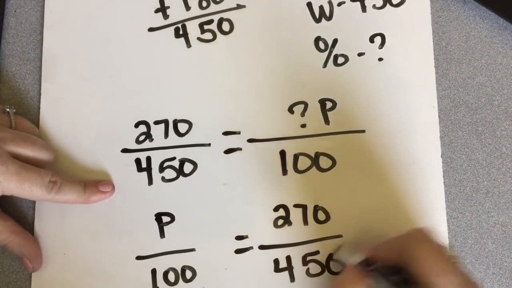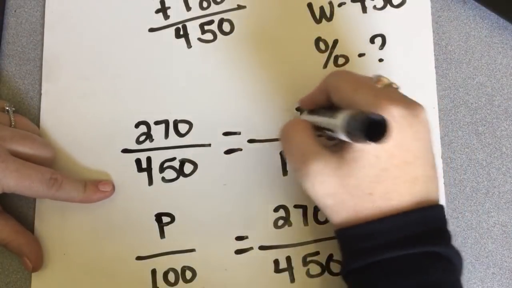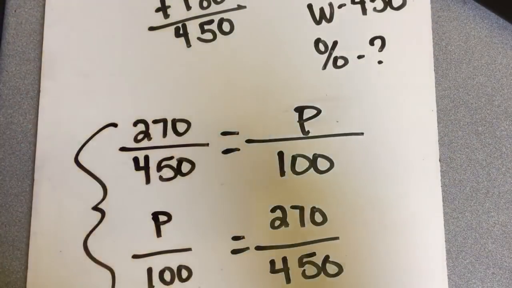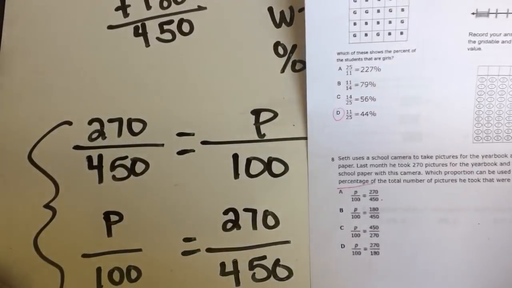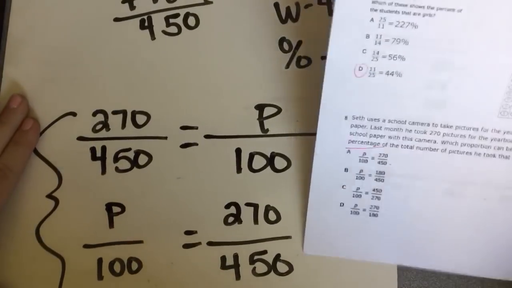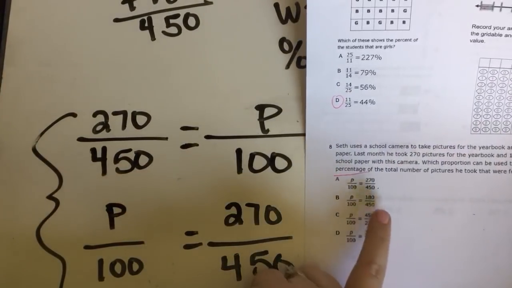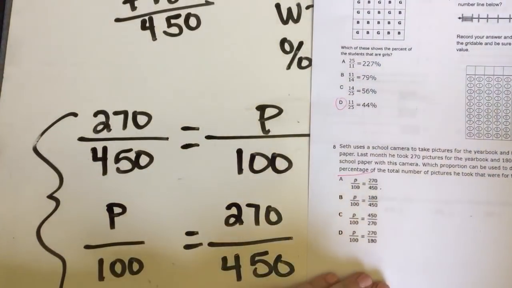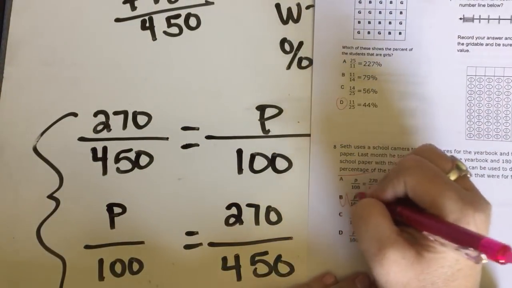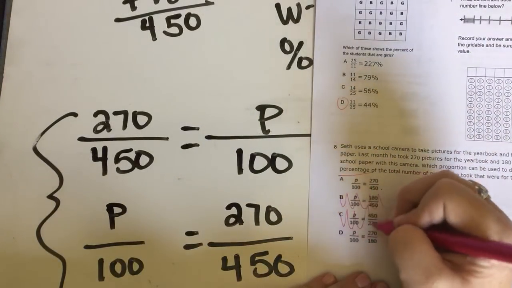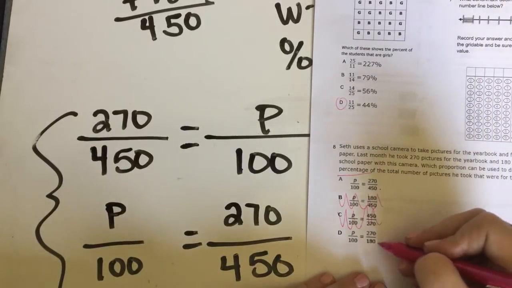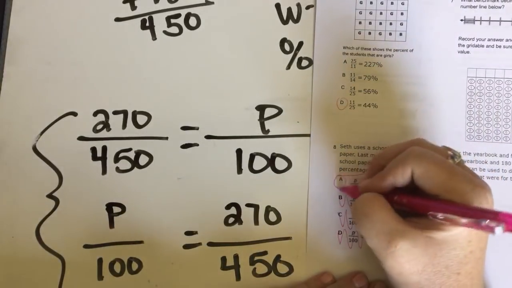So we need to look for either one of these examples. So either one of these will work, okay? So we have part over 100 equals 270 over 450. That is exactly what this one says, the one right here on the bottom. And then we have part over 100 equals 180 over 450. That is looking for the percent of pictures on our school paper. So that's not the correct one. This one has the whole over the part, so that one is not correct. And then this one has a part over a part, so that one is not correct. So the only logical answer is A for number 8.